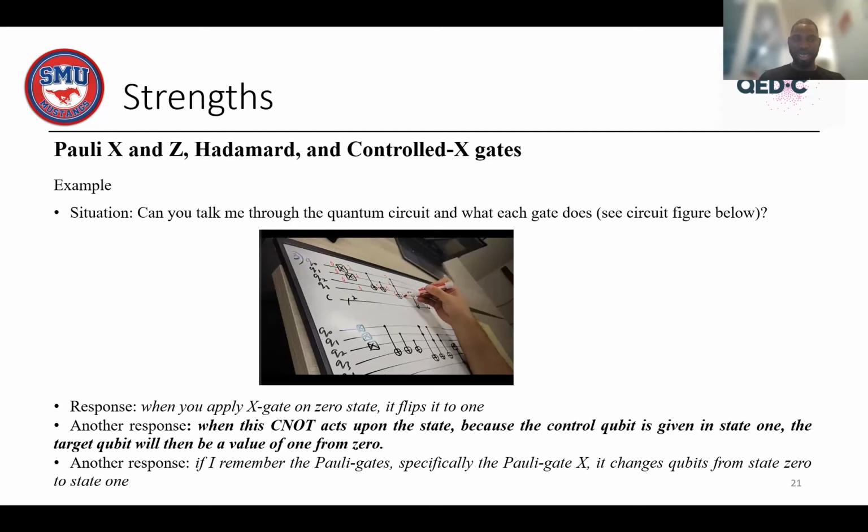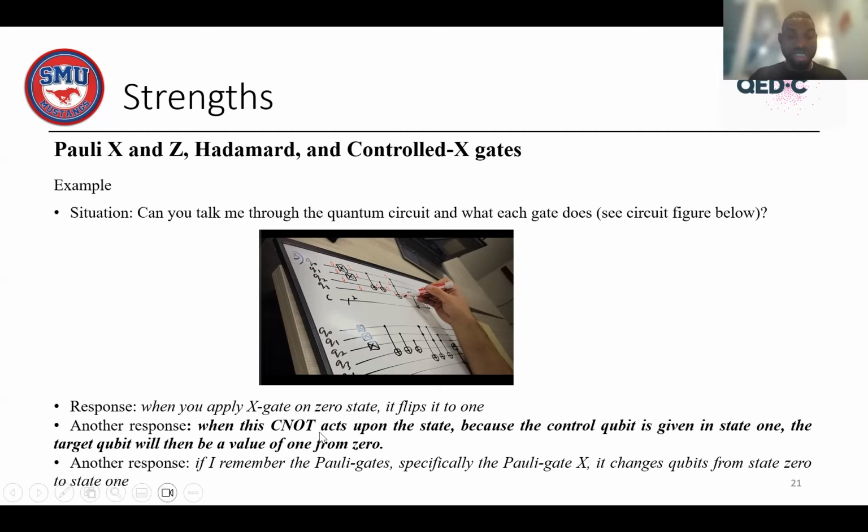These are some of the pictures showing how students answered some of the questions. And like I said, these are some of their statements from the recordings. These are some of the transcripts we got. There was a question that says, can you talk me through the quantum circuit and what each gate does? And there's good understanding of the CNOT gate, and that's a picture of a student doing a step-by-step approach on navigating through the whole quantum circuit itself.